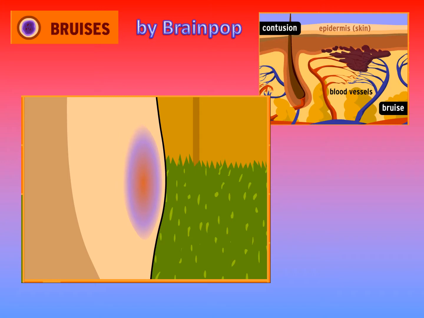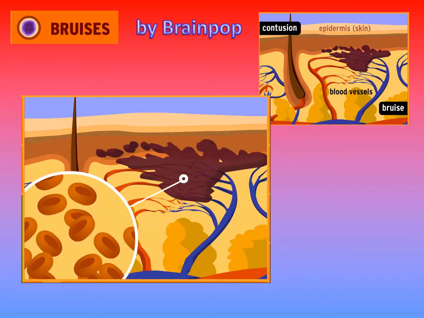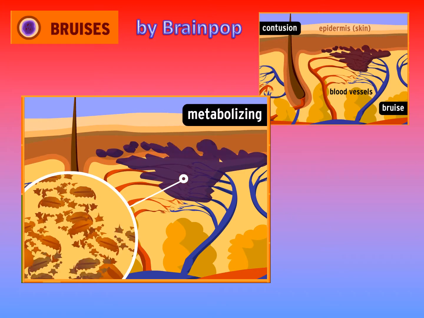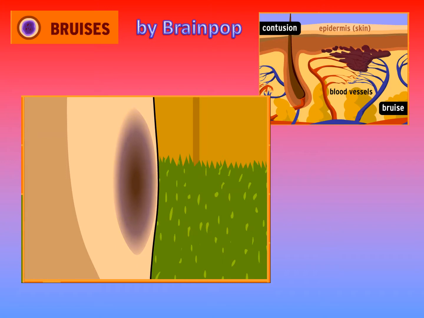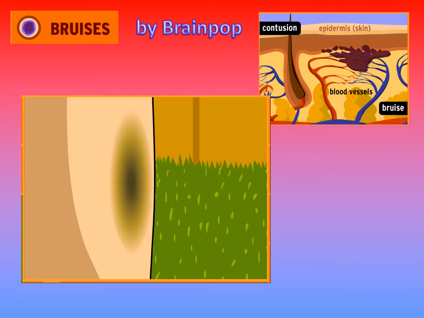After a couple of days, the mark will start to look kind of black and blue. The changes in color are caused by your body metabolizing or breaking down the red blood cells released from broken capillaries. It shows that your body is healing itself. After 5 to 10 days, the bruise may start to look greenish and yellow. It'll turn brown after 10 to 14 days, then just kind of fade out.